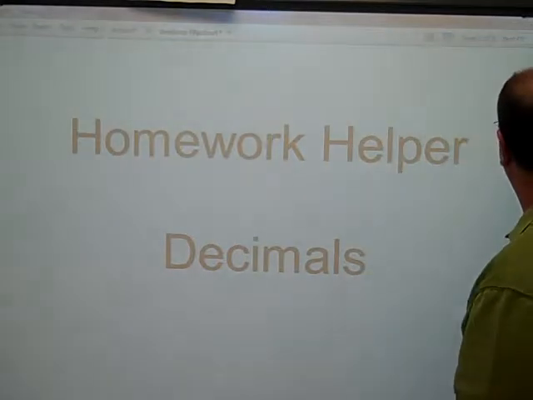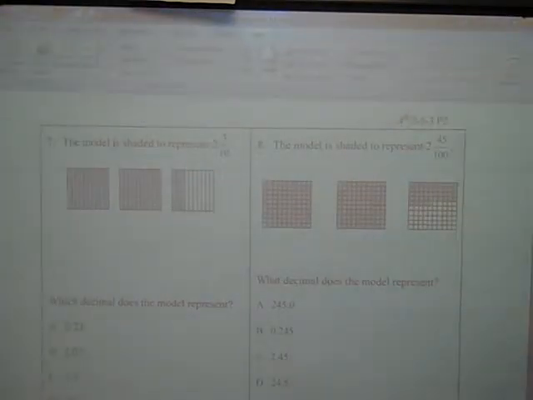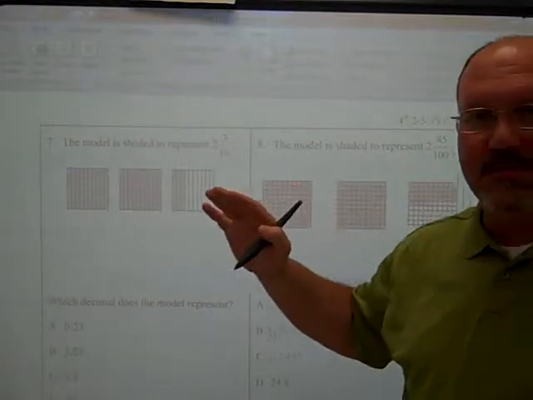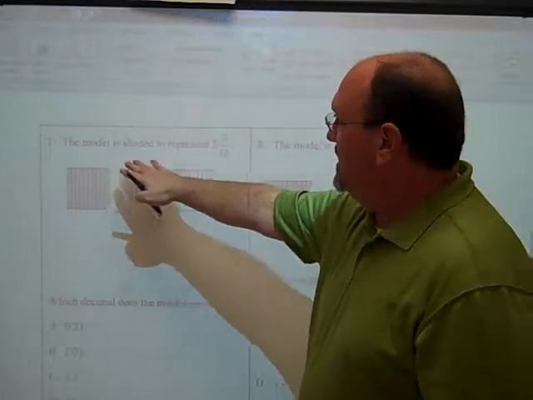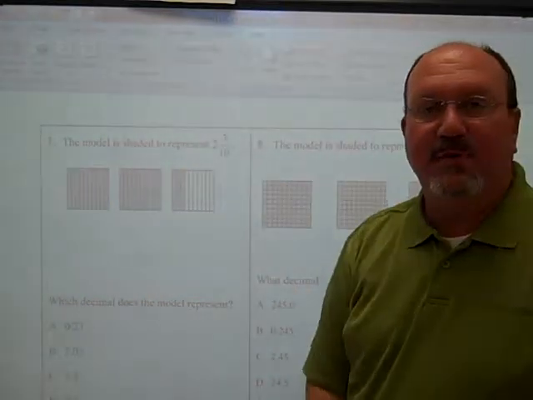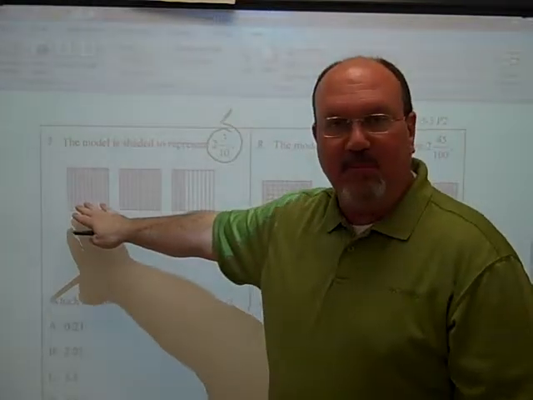Now the thing we have to remember about decimals is they're the same thing as fractions. Let me show you what I'm talking about. See, we've got a couple of problems here, and it shows us a picture. And it says the model is shaded to represent 2 3/10. Okay, that's the fraction form that we're looking for, but it also gives us a picture.